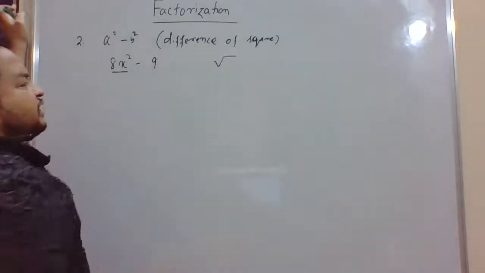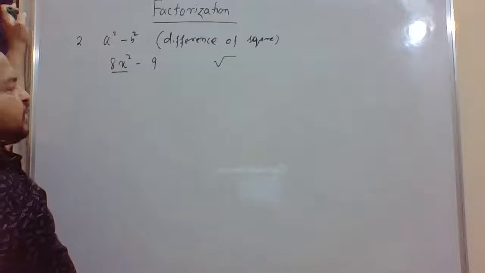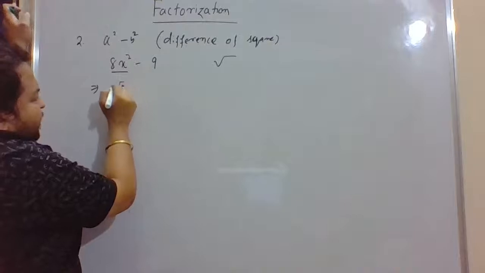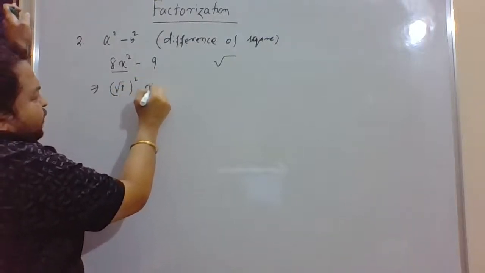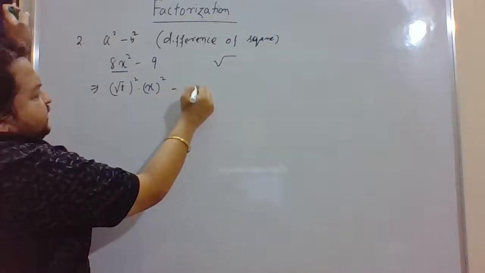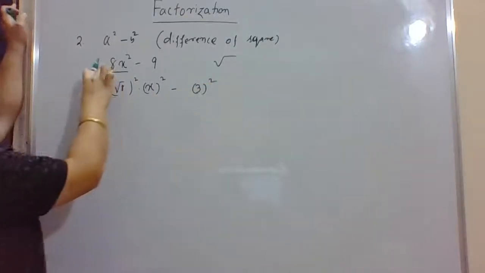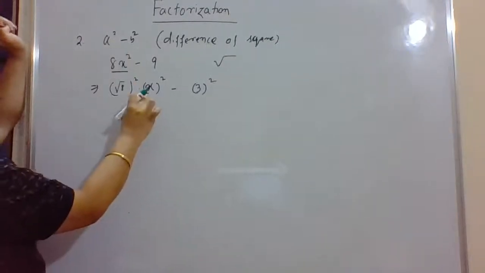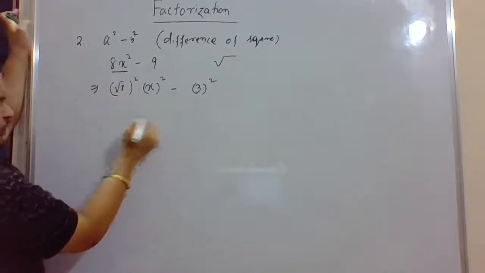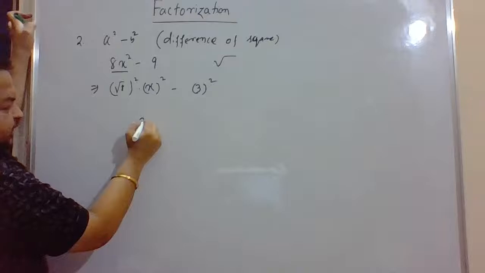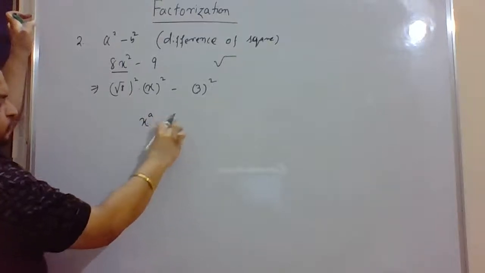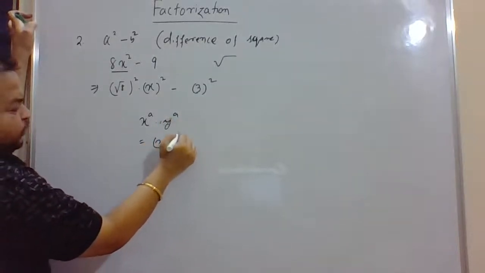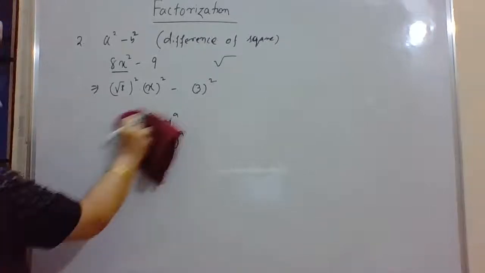We have studied radicals and surds so far in mathematics. So I can say that this is nothing but, can I say, root over 8 squared into x squared minus 3 squared, because 8 is nothing but the square root of 8 squared. Similarly, x squared is nothing but the square of x. Now we know from our exponential functions, x to the power a into y to the power a is nothing but xy whole to the power a. So obviously I can write.